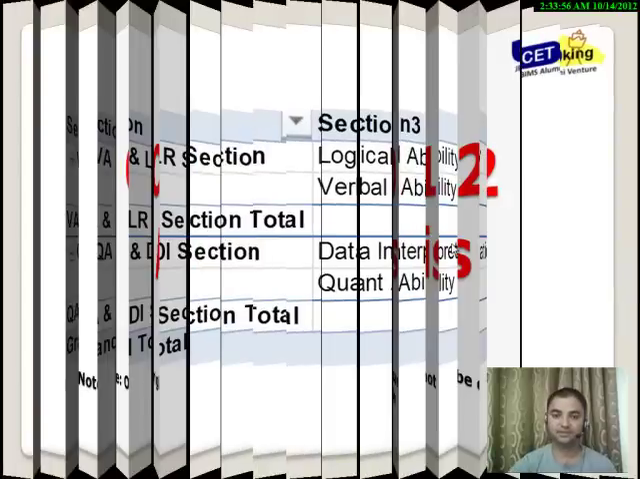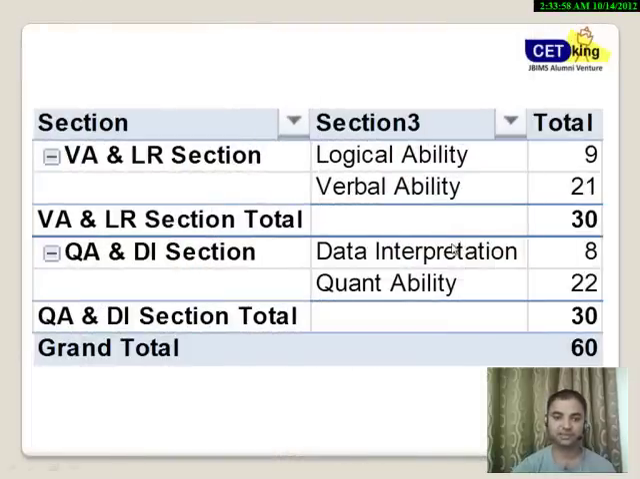Let me start with the overview. There are 30 questions in the verbal and LR section, and 30 questions in the quant section. You will first get the quant section, and second will be the LR and logic section. The breakup of the two sections is around 10 to 20, so maybe you can expect 9 questions or 21. Around 10 to 20 on average.